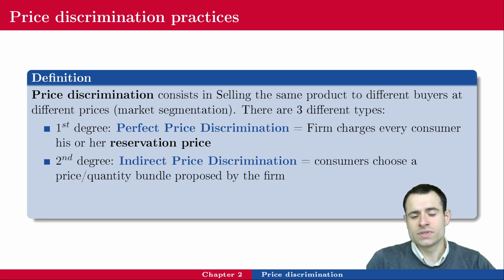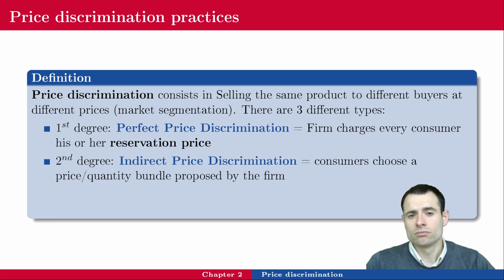Second degree price discrimination is called indirect price discrimination. Here, consumers choose a price or a quantity bundle proposed by the firm. In this sense, it is called indirect. The firm is not directly imposing different prices to different customers. Rather, customers will choose what option they want, what bundle they want. This is why we say it's indirect.